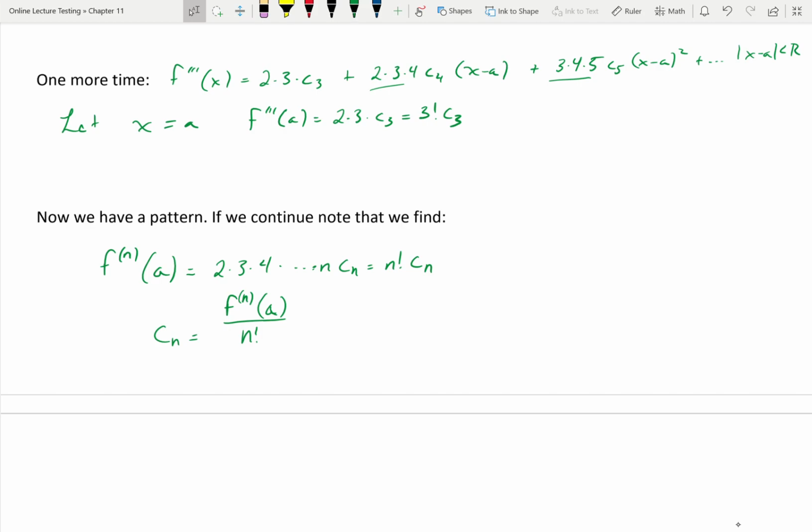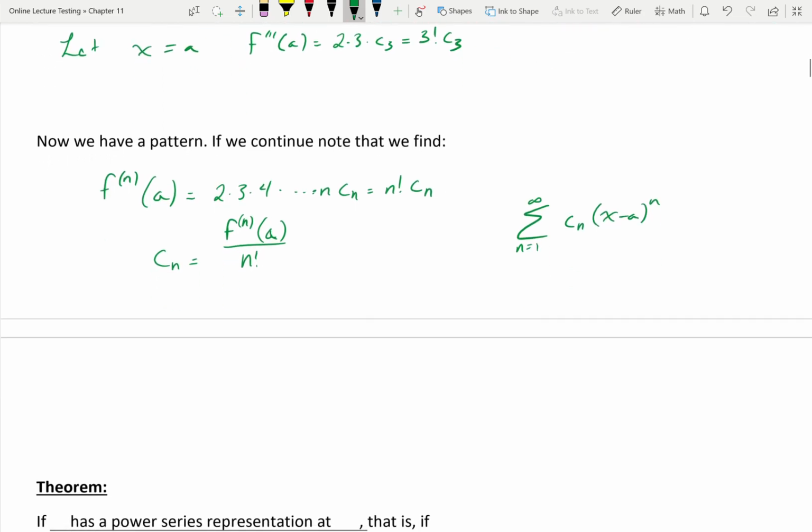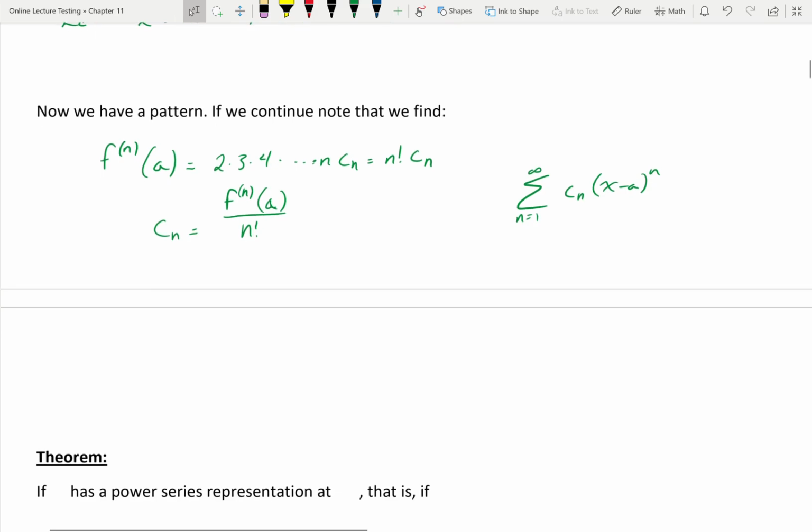So remember, we're dealing with a series here of c sub n, and this is just a power series of x minus a to the n. This is what we're trying to match here. So notice we have a formula in terms of f, which is great. All right, this is valid.